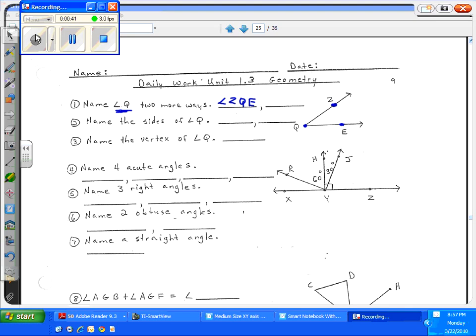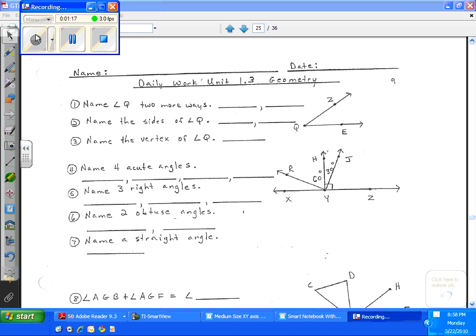Remember, by definition, an angle is a figure formed by two rays with a common endpoint. The two rays are called the sides, and so the sides of an angle are the rays that form that angle. So one of the sides is ray QZ, and you can write down the other one. The common endpoint is called the vertex, and so the vertex is point Q, that common endpoint, and you can finish that. Okay.